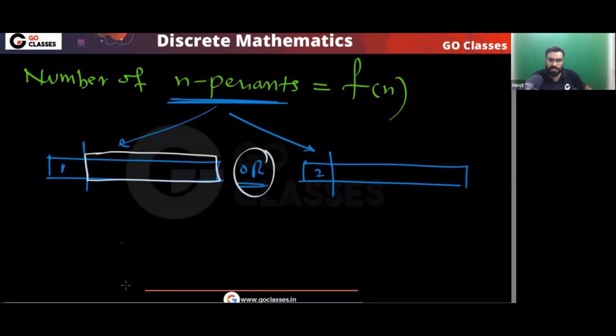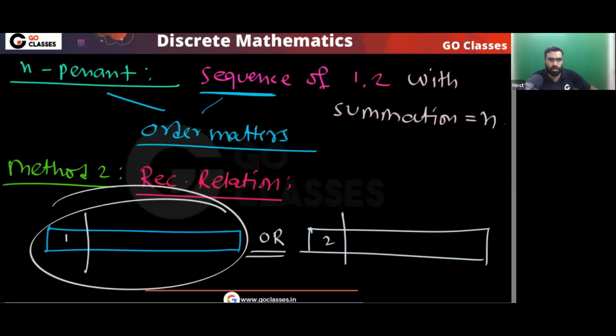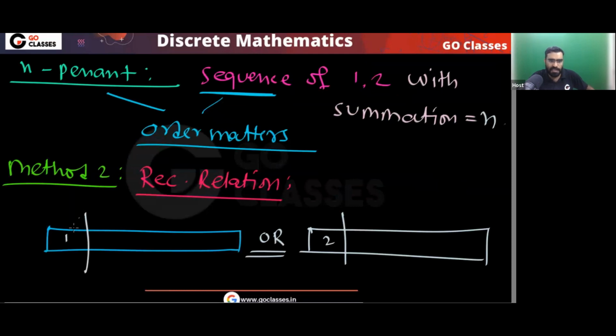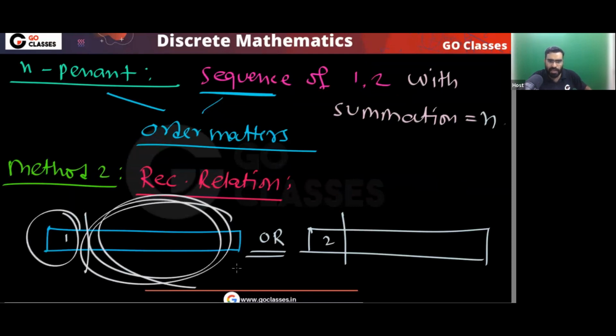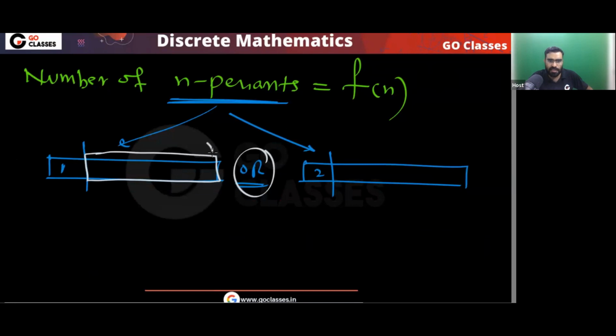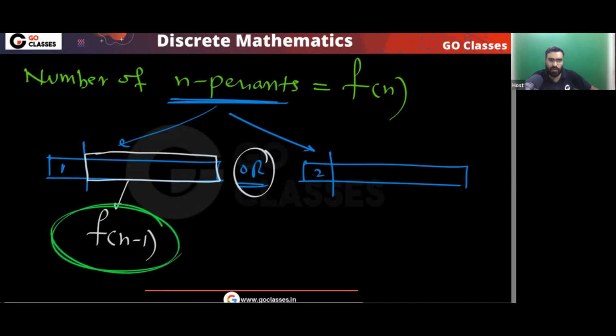The total summation should be equal to n. If I start with 1, then here I want n minus 1, correct? So here I want n minus 1 pennants. So the number of n-pennants will be equal to the number of n minus 1 pennants when you start with 1, plus, or there is, or here, if you start with 2.